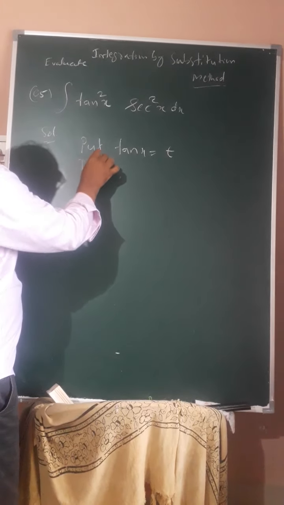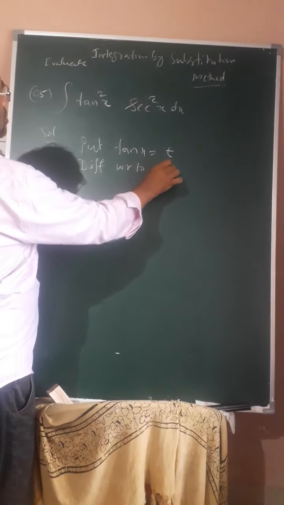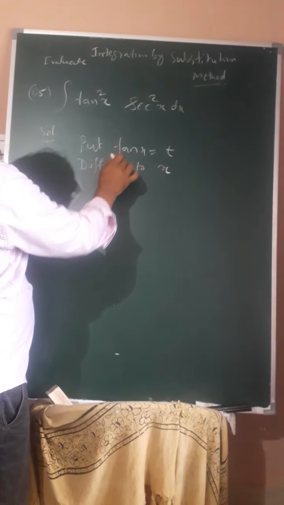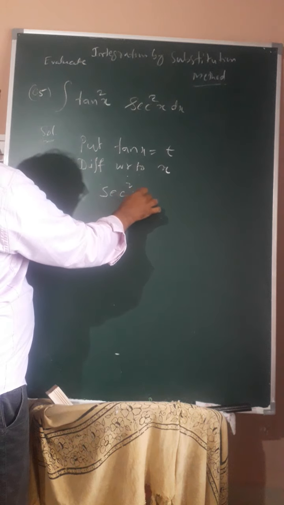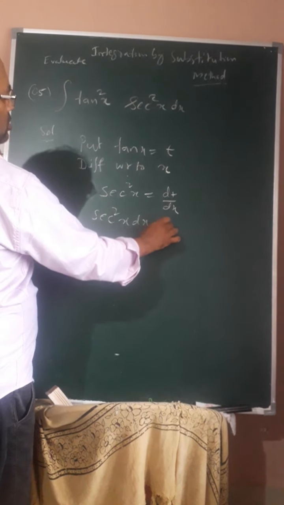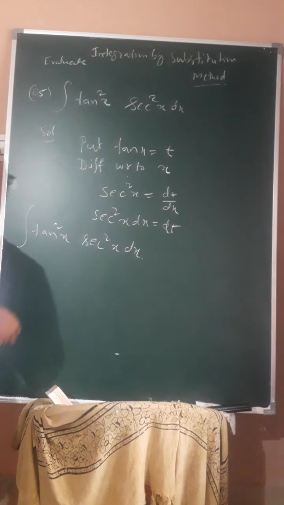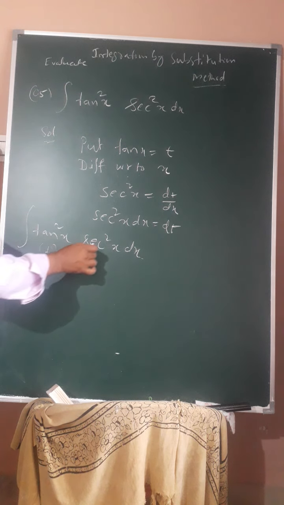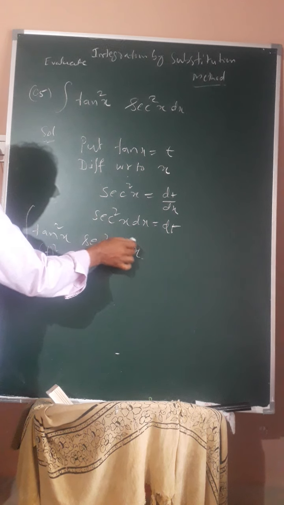Differentiate with respect to x. Then the derivative of tan x, we know, is secant square x. The derivative of t is dt by dx. Now dx will be cross multiplied, that is secant square x dx is equal to dt. Now the given integral changes to integration of tan square x secant square x dx. We have taken tan x as t, so this is t square, and this term will become dt.